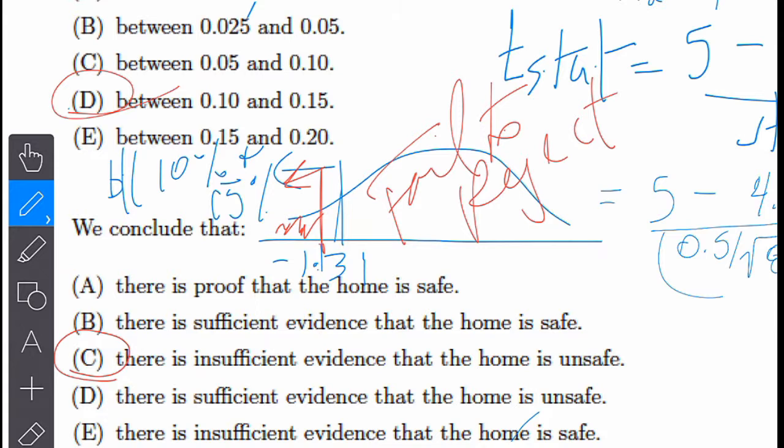There's never proof. We never say there's proof. We say evidence, sufficient or insufficient. We don't use the terminology proof, because that's like saying we know for sure. It's just all about evidence, and it's only one study. So we have a piece of evidence, we have insufficient evidence that the home is unsafe. Okay, so we have no evidence, we have no reason to reject. That's the best answer from the list of options.